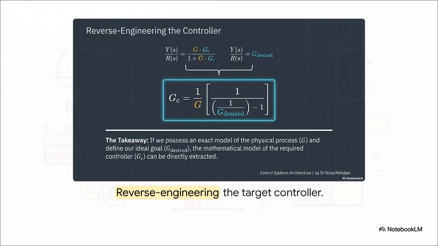We reverse engineer it. By taking that closed-loop transfer function and algebraically solving specifically for GC, we arrive at a really powerful takeaway. If we have an exact mathematical model of the physical process G, and we've defined our ideal goal G desired, the mathematical model of the required controller GC can be directly extracted. The math works out so that GC equals 1 over G, multiplied by the quantity of 1 over the inverse of G desired minus 1.